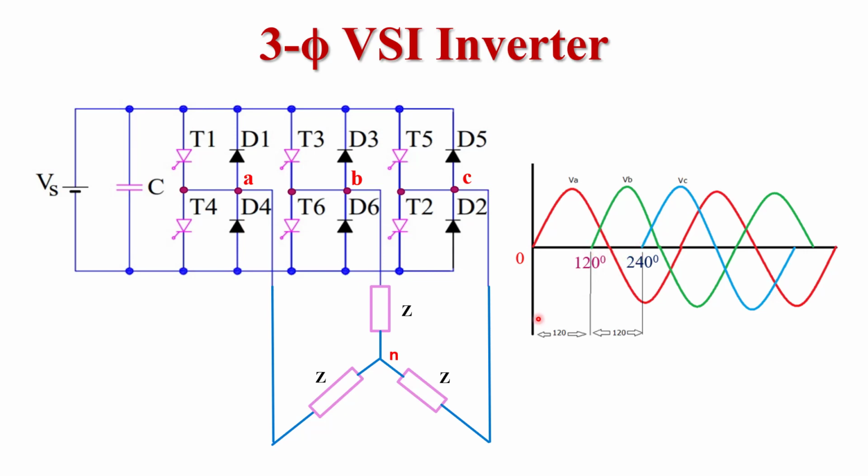So the phase difference between two phases is 120 degrees. Again I will explain. In case of a three-phase circuit, if the first phase starts from 0 degree, the second phase starts from 120 degrees and the third phase starts from 240 degrees. So the phase difference between two phases is 120 degrees. This concept we use later.